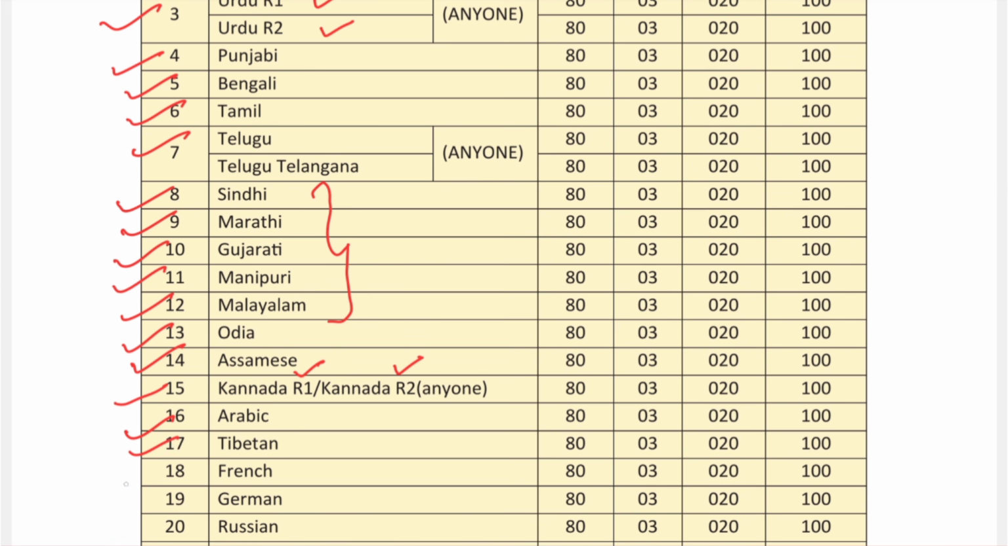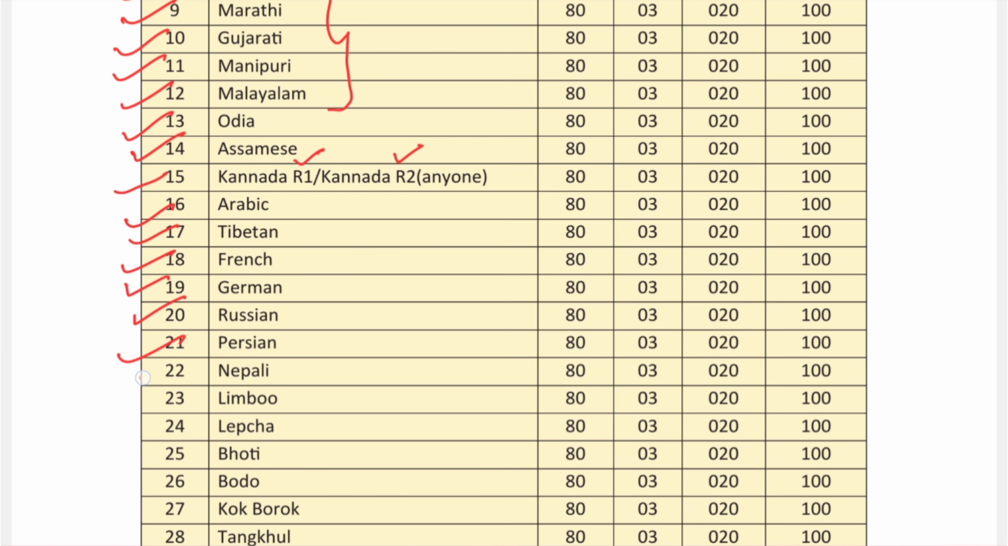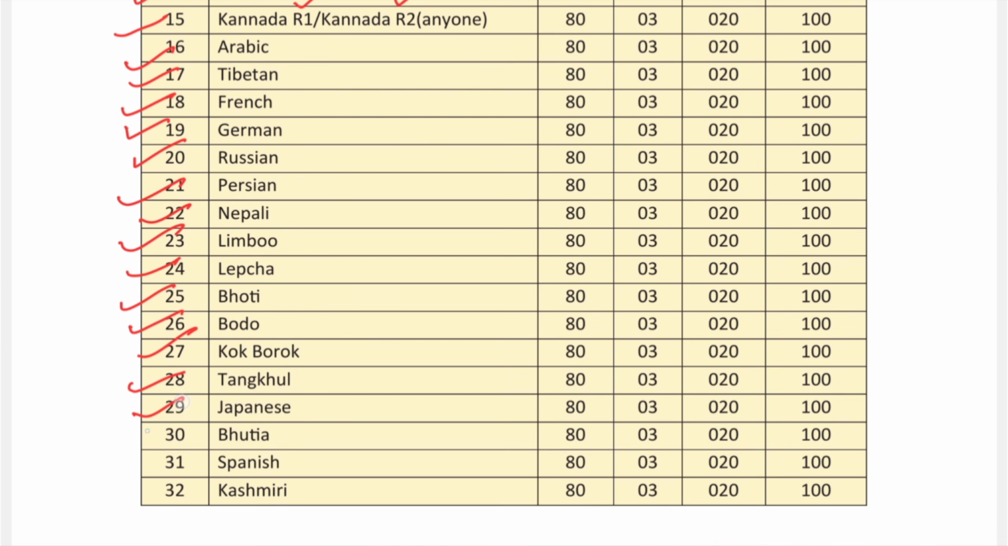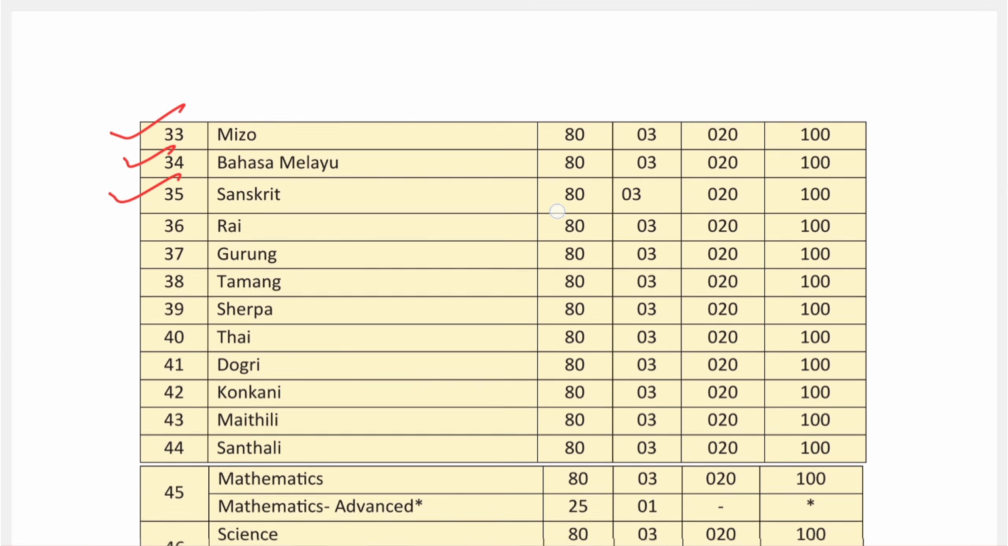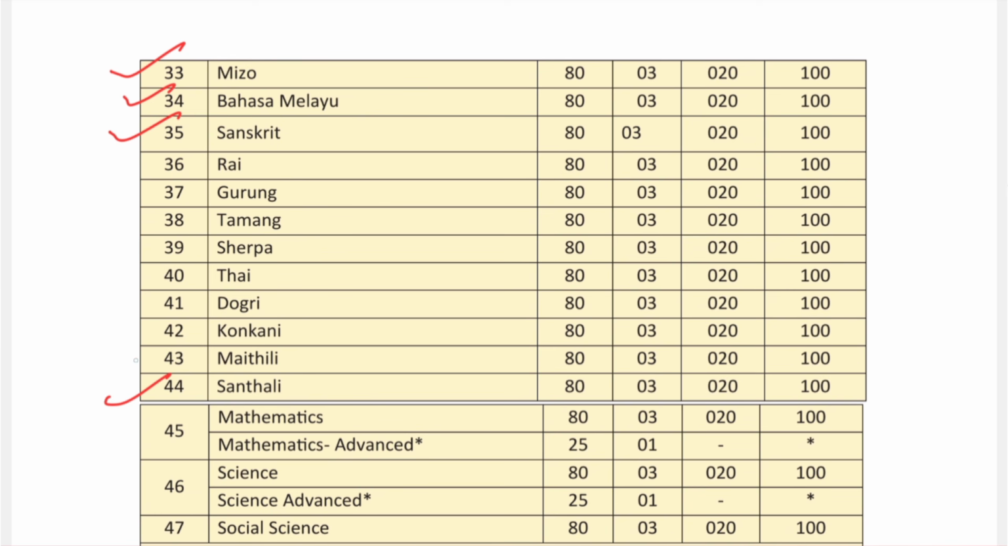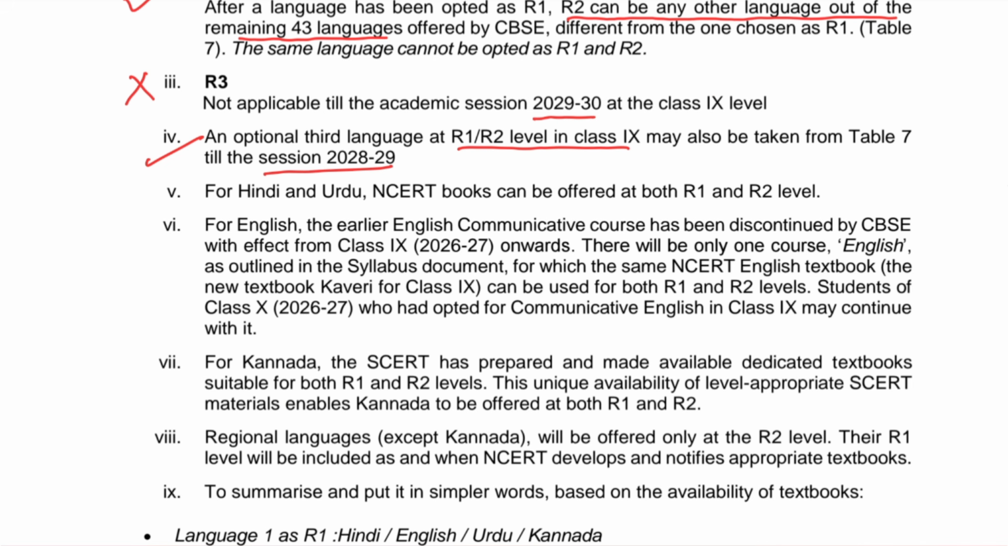Then Arabic, Tibetan, French, German, Russian, Persian, Nepali, Limboo, Lepcha, Bhutia, Bodo, Borok, Tangkhul, Japanese, Bhutanese, Spanish, Kashmiri, Mizo, Sanskrit. So all these languages are offered. So they can choose any till 44. All the languages they have, they can choose any one as the second language.